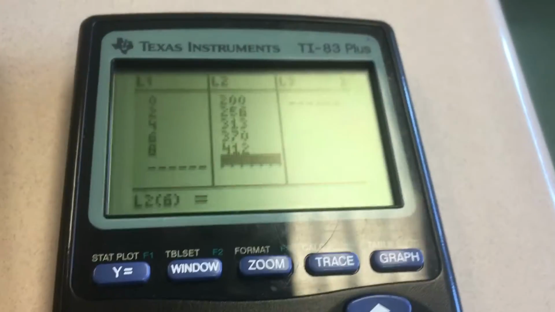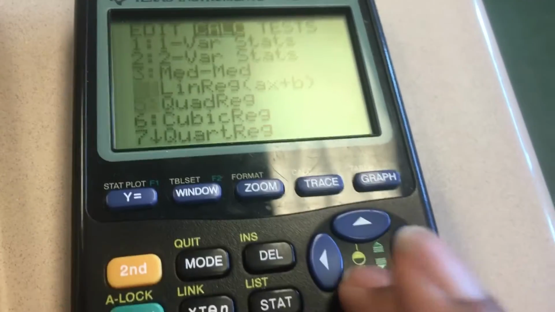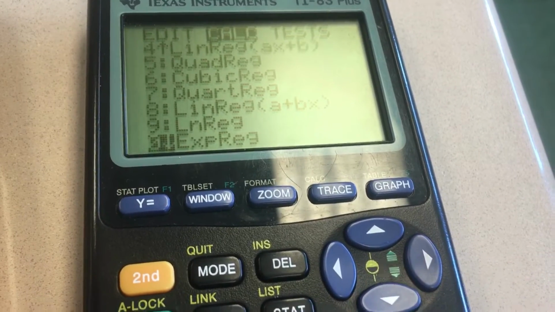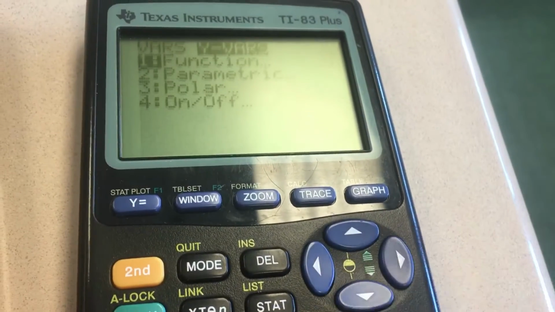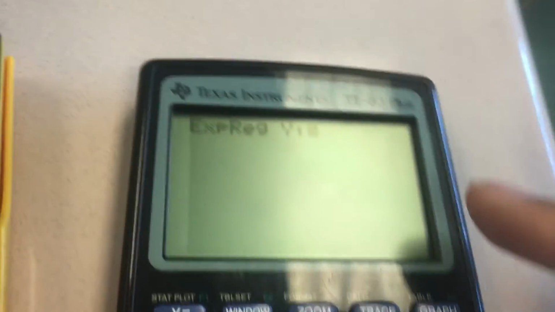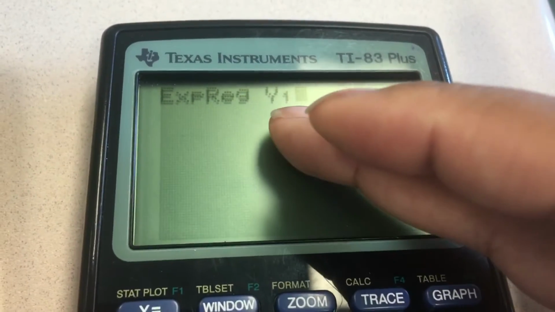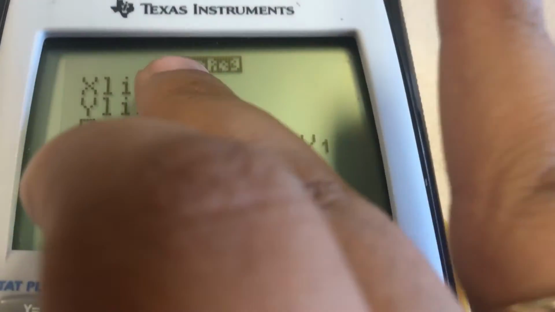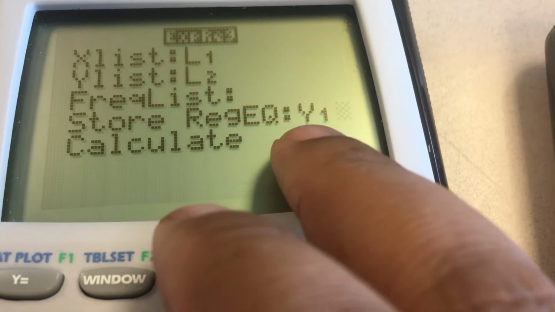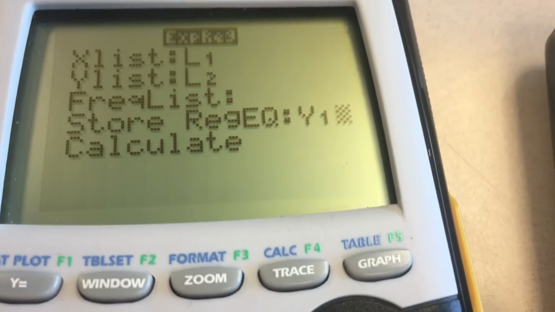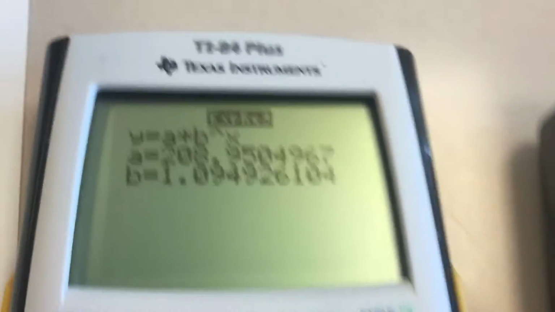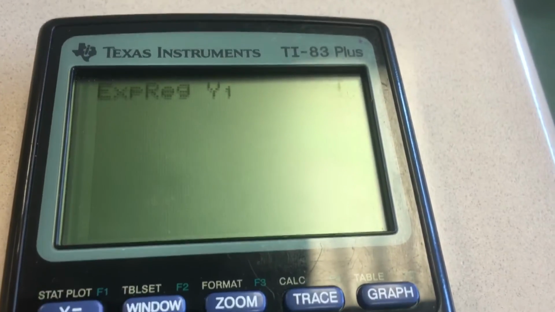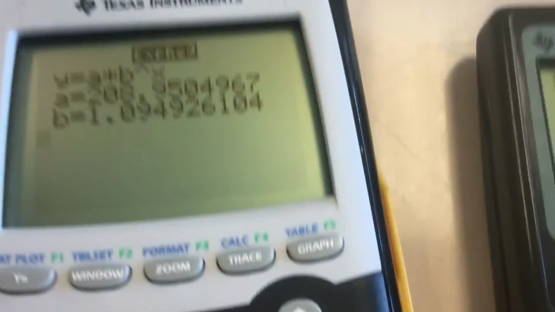Now here we're going to do stat calc, the same thing, 0. There's no store, so we're just going to go to vars, y vars 1, 1. So this one would say the regression with y1. This one says regression at the top with y1 being stored, so it's a little different. With this one, you just press enter until you see the equation. And here you just press enter once and you see the equation.